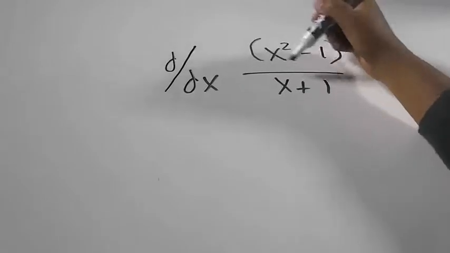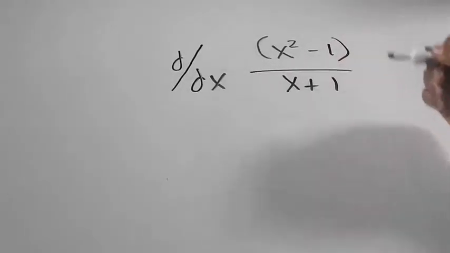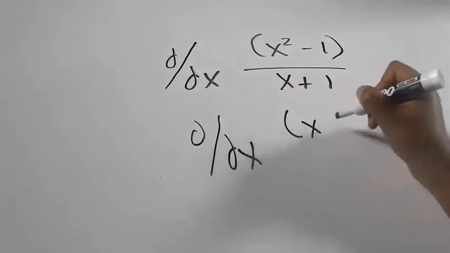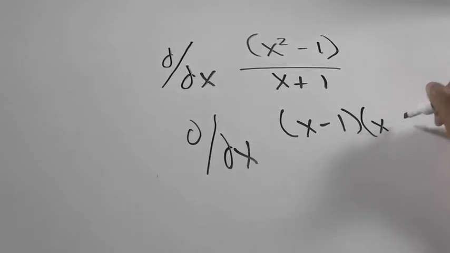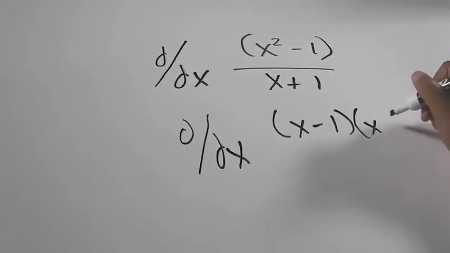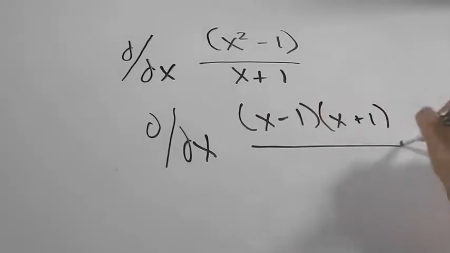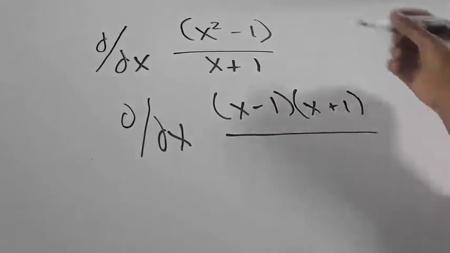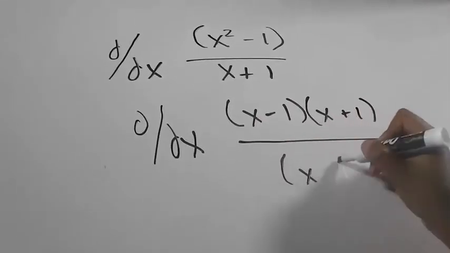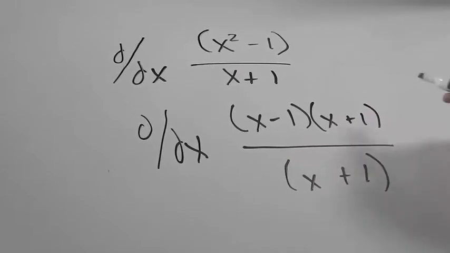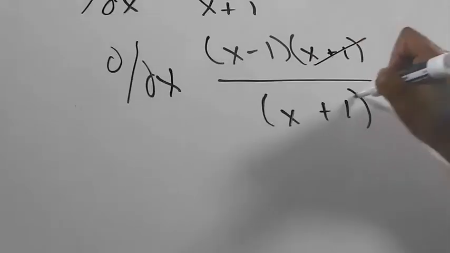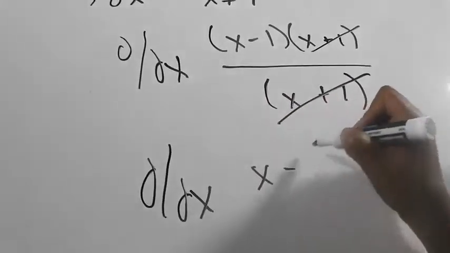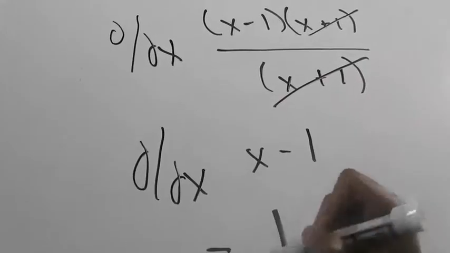If you notice, this is actually the difference between two perfect squares. So we can factor this as so. We can say x squared minus 1 equals x minus 1 times x plus 1. If you want to make sure that this works, you can quickly multiply that out and see that it equals that, all over x plus 1. Now that we have this, you can see that we can cross these out. So now all you have to find the derivative of is x minus 1, which, easy enough, is just 1.